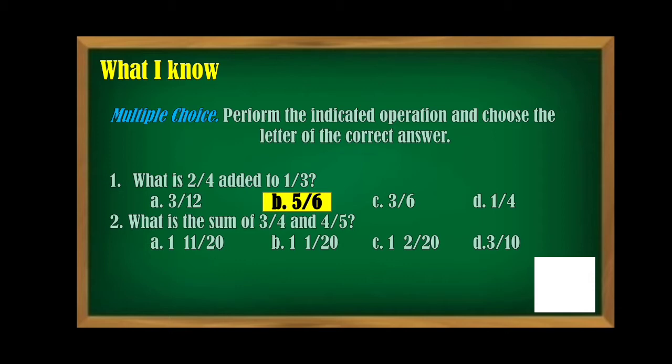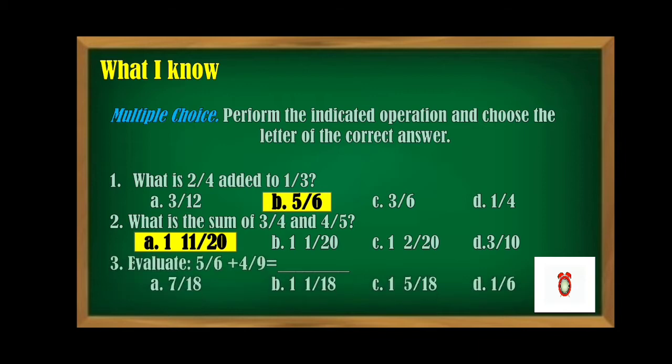Is it A. 1 and 11/20, B. 1 and 1/20, C. 1 and 2/20, or D. 3/10? Very good. The correct answer is letter A, 1 and 11/20.